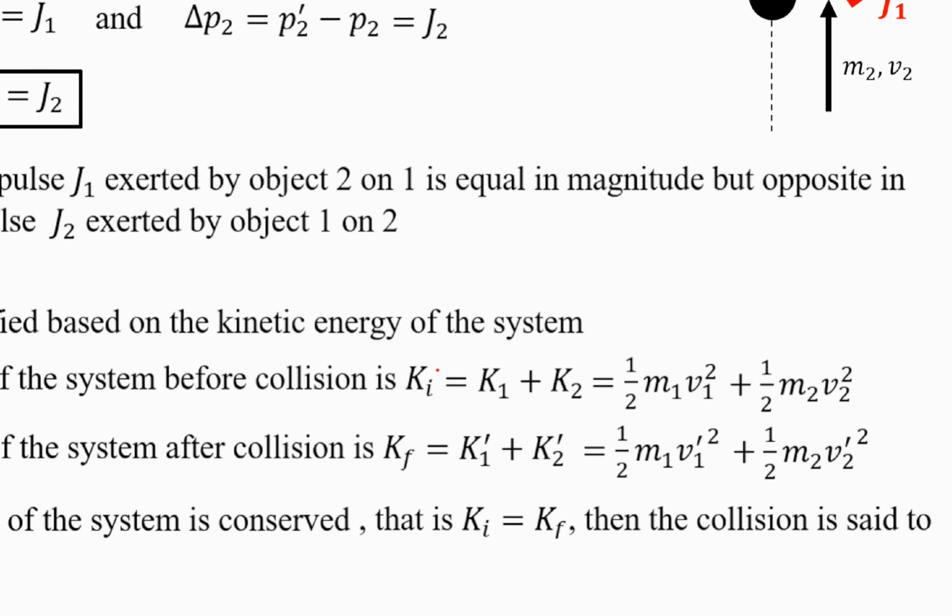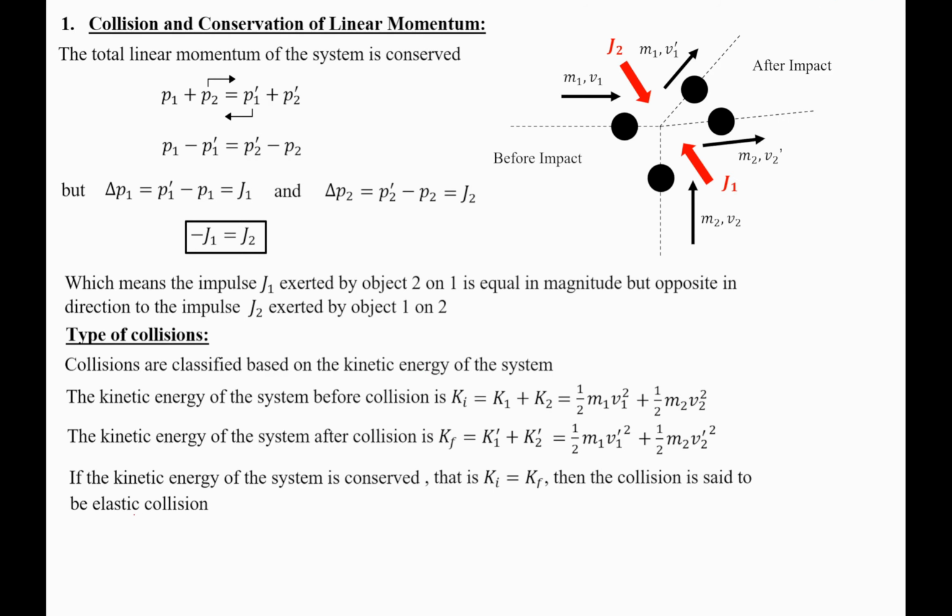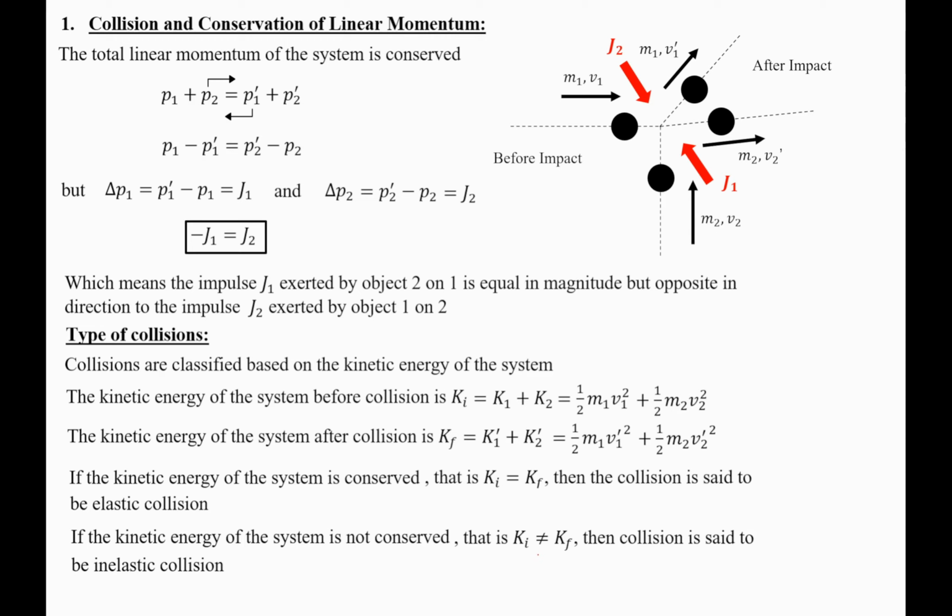So we can talk about the kinetic energy of the system before collision and after collision. If these two quantities are equal, then the collision is said to be what? Elastic collision. If the kinetic energy of the system is not conserved, which means for some reason kinetic energy initial is not equal to kinetic energy final, then the collision is said to be an inelastic collision. Basically, collisions are classified into elastic and inelastic, based on whether kinetic energy initial is equal to kinetic energy final or not. If they are equal, it is elastic. If they're not equal, it's not elastic. What is the kinetic energy of the system? It's the sum of the first and the second, before and after collision.